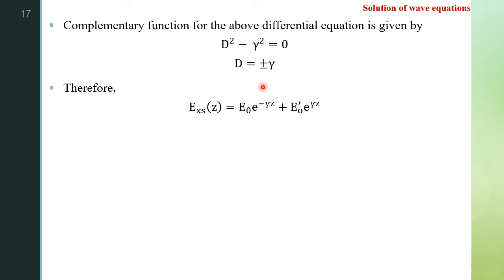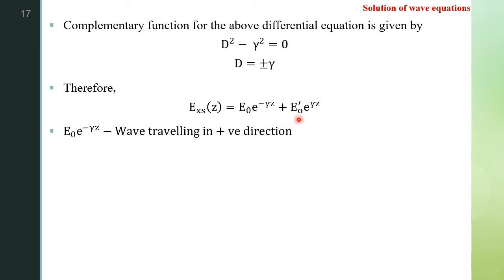Here the two solutions are, one is e raised to minus gamma and the other one is plus gamma. And the amplitude constants are given by E naught and E naught dash. So the general solution is given by E naught e raised to minus gamma z plus E naught dash e raised to plus gamma z. Since our function Exs is a function of z, it will depend only on z. Now, when you consider the wave, this term corresponds to the wave which is moving in the positive direction. Since it is an exponentially decaying function, it will reduce to 0 as z tends to infinity.